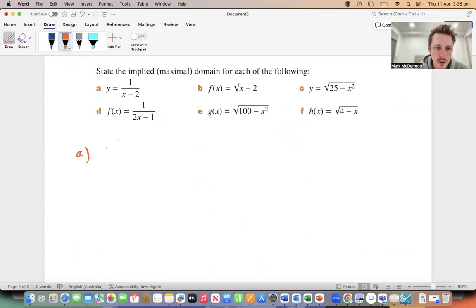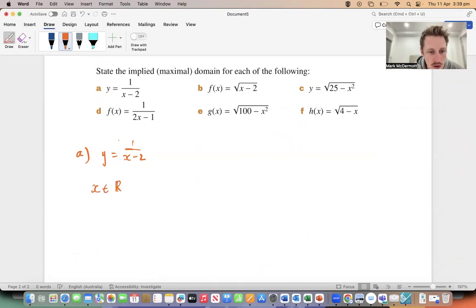Okay, looking at it, we've got y equals 1 on x minus 2. Clearly, we can't have x being equal to 2, because if x is equal to 2, we're dividing by 0. Remember, x is our domain, so that's all we really care about. So we can put any value of x in, but we can't put in x being equal to 2. So we can have all real numbers, not including x being equal to 2.